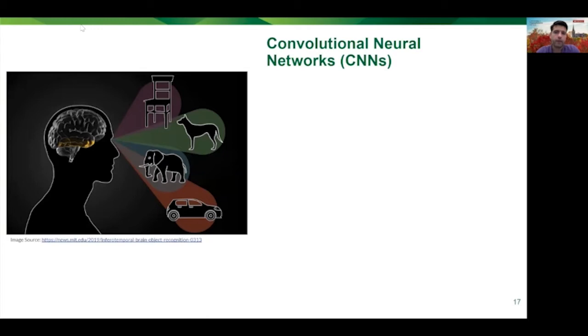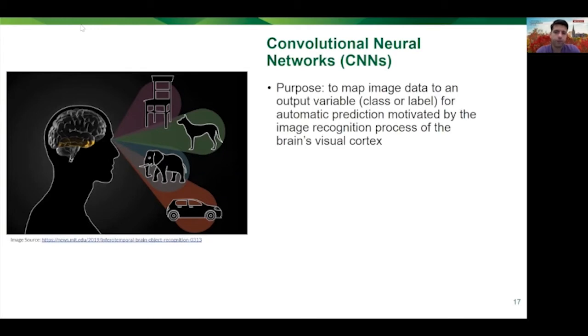To give everyone an idea of what a convolutional neural network is, or CNN for short, it is actually based on the image recognition process of our own brains. So it essentially maps image data to an output variable. In our case, it's a class: the probable, possible, or improbable.